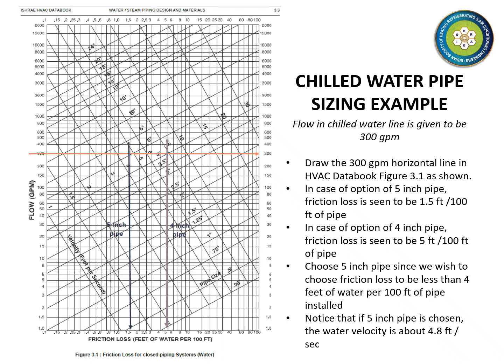Since the 5-inch diameter pipe results in a loss less than 4 feet of water per 100 feet of pipe, we select the 5-inch diameter pipe as suitable for our use. We can also read off from the chart that the 5-inch pipe gives us a water velocity of around 4.8 feet per second.